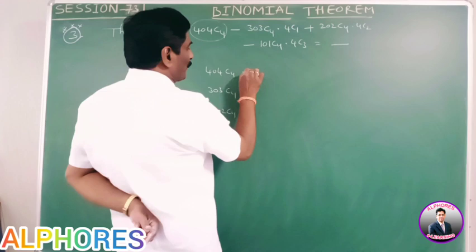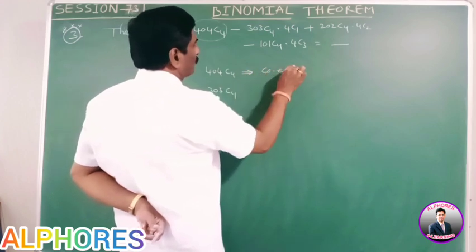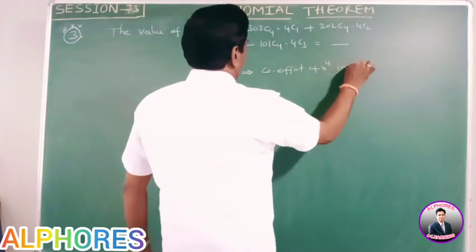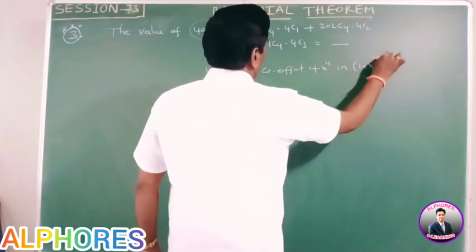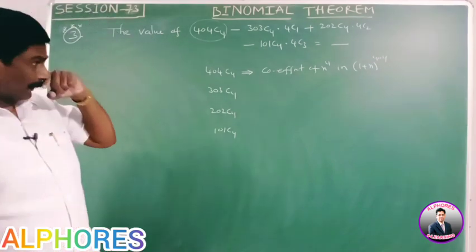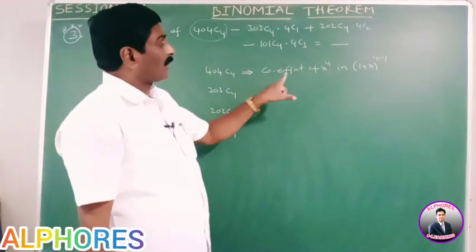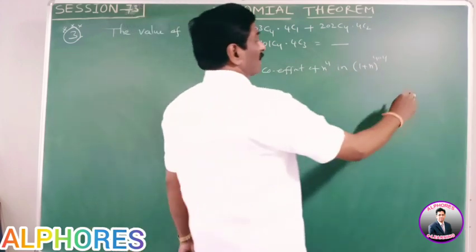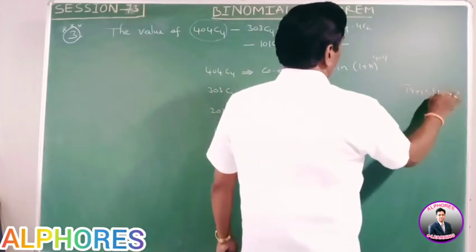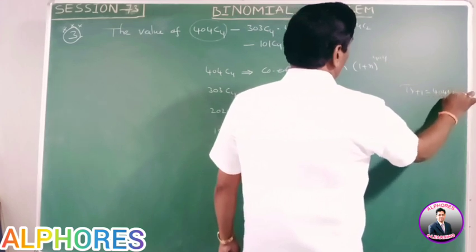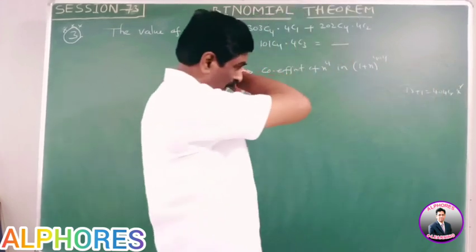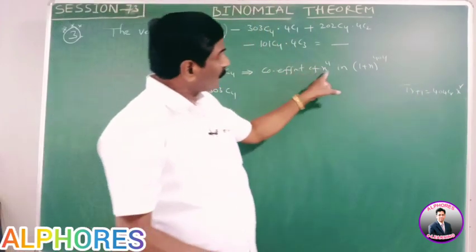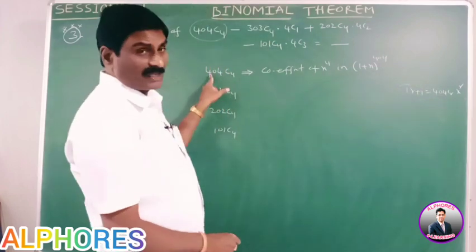404C4 is nothing but simply the coefficient of x power 4 in the expansion of 1 plus x whole power 404. Please observe this value. Here what is the general term? T(r+1) is equal to nCr, means 404Cr into x power r. What is the coefficient of x power r? 404Cr. What is the coefficient of x power 4? 404C4.